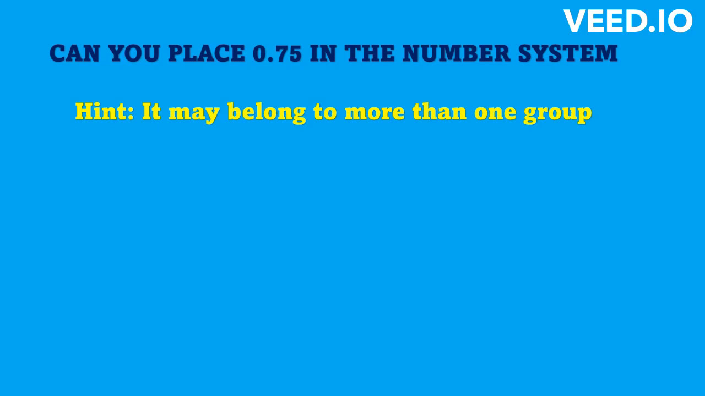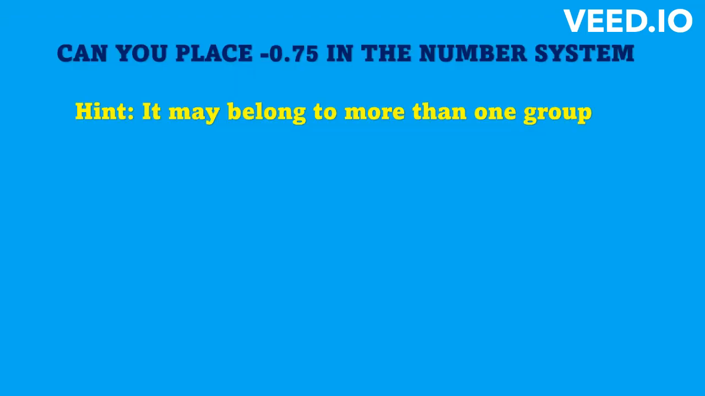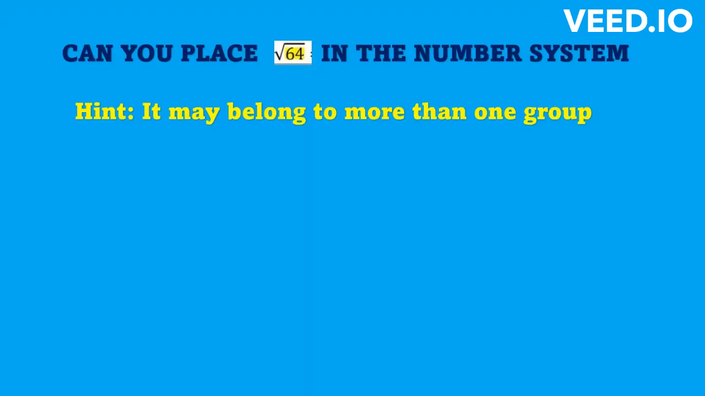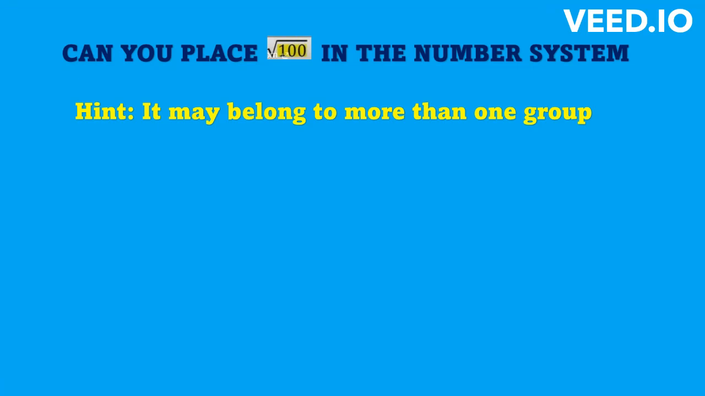0.75, a decimal with finite terminating decimal values, is also a rational number. Minus 0.75, minus a decimal with terminating decimal values, is a rational number. Rational numbers can be negative also. Root 64, this is a perfect square. The answer is 8. So it is a rational number. Perfect squares are rational numbers. So 8 is also an integer, a whole number.